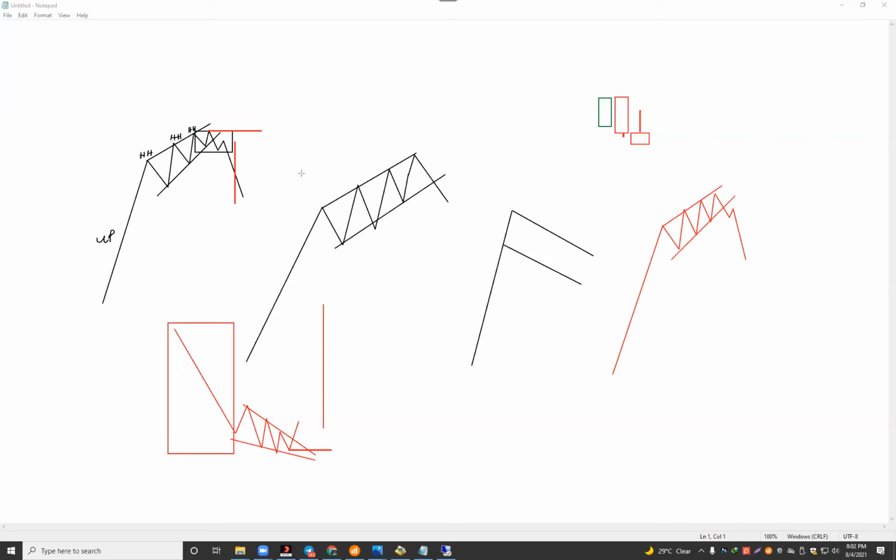So double top, triple top, head and shoulder, rising wedge: these are the reversal patterns for the downtrend. Double bottom, triple bottom, inverted head and shoulder, and falling wedge are the reversal patterns for the uptrend. These are the reversal patterns which we talk about, and then we will also talk about the continuation patterns and bilateral patterns.